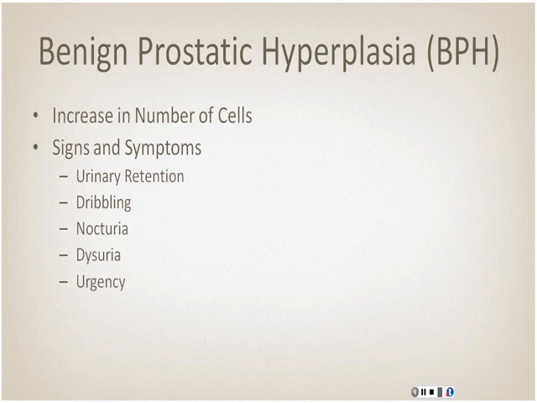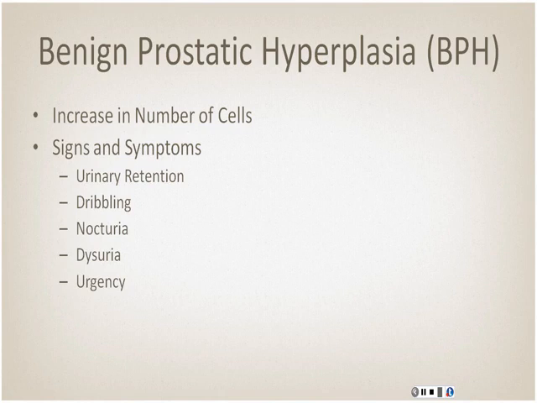BPH is non-malignant growth of the prostate that eventually causes problems with urinary obstruction. For prevention, there's really no proven method, but one treatment that's currently being researched is the use of saw palmetto, which is a herbal supplement.